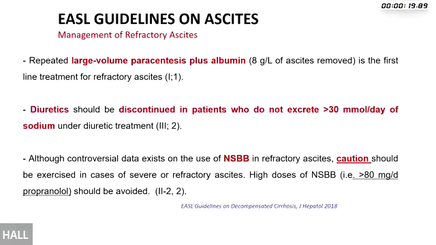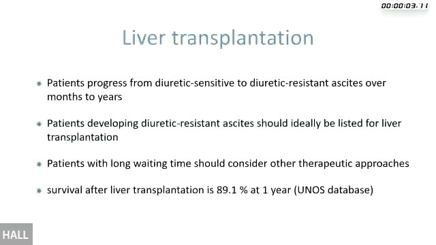EASL guidelines on refractory ascites suggest large volume paracentesis with 8 grams per liter of albumin for ascites removed. Diuretics should be discontinued if urine sodium is less than 30. If urine sodium do not achieve more than 30, although controversial, non-selective beta blockers should be used with caution. Last, if nothing works, transplantation is the go-to thing. Survival with transplantation for patients with refractory ascites is very good, up to almost 90% 1 year survival.